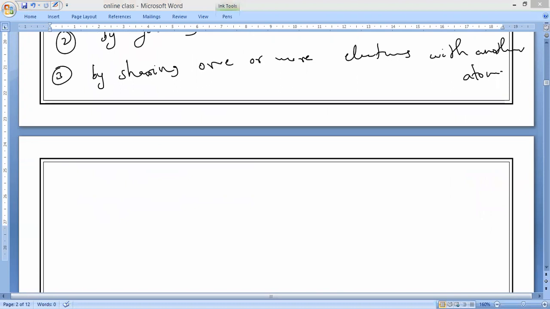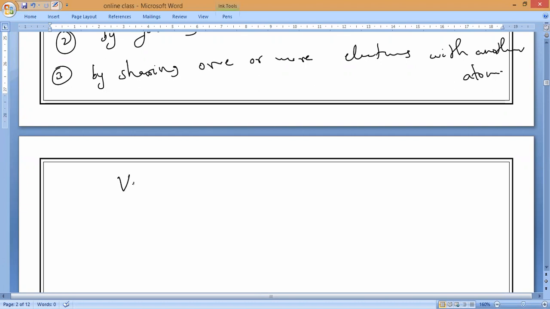Please, all of you write: valency of a metal is equal to the number of valence electrons in its atom. But here also there is an exception. What is that exception? Except the K shell. If only the K shell is there, then it is different. Is it okay, everybody? So please write it: valency of metals is equal to the number of valence electrons.